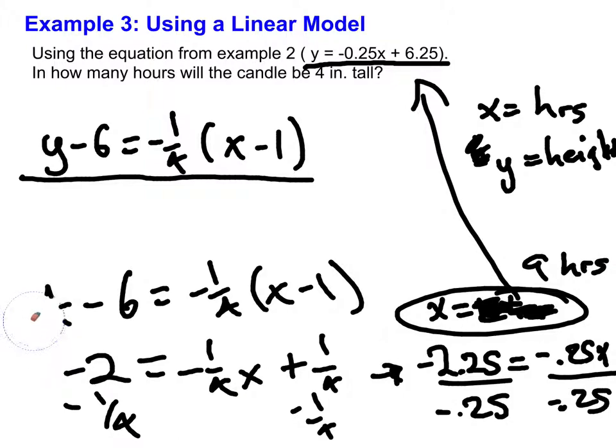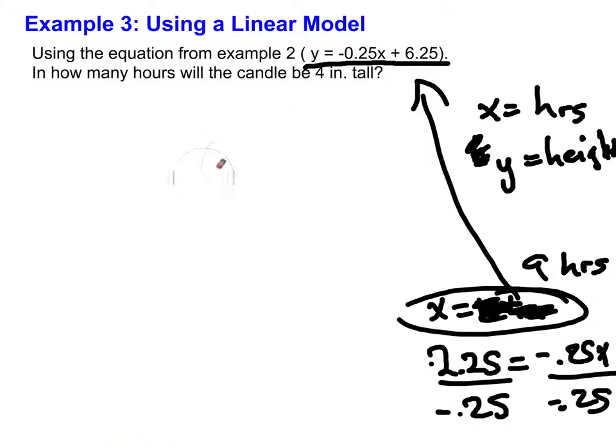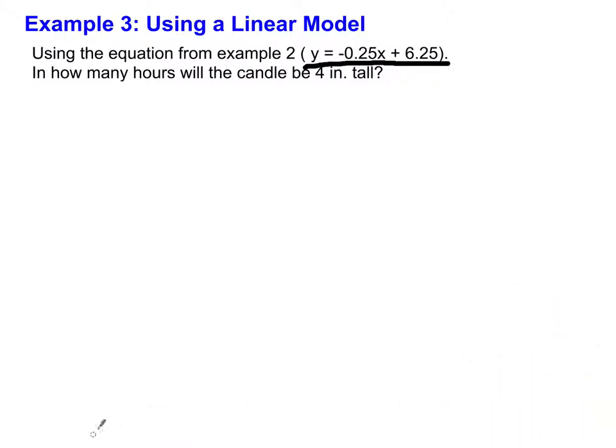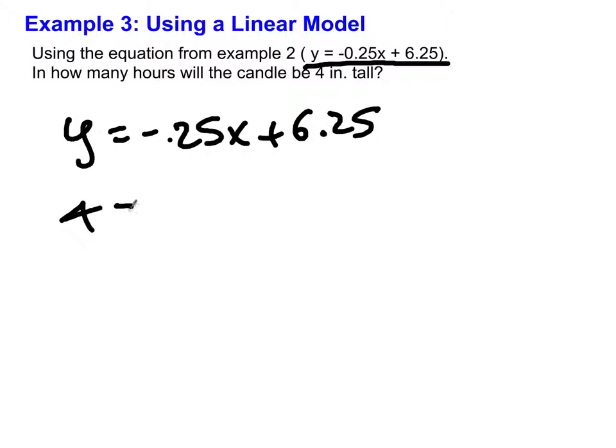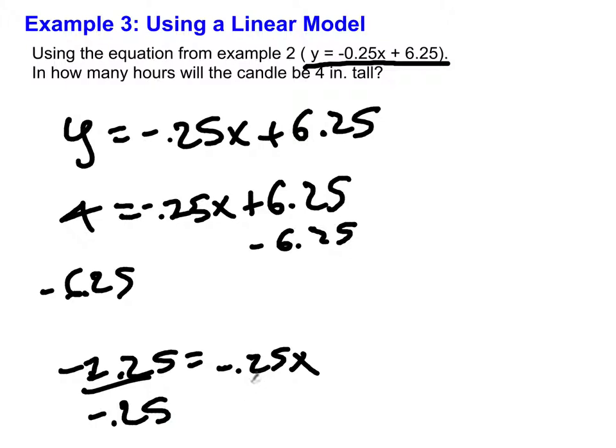Okay, if we had done this with the equation that they gave us, it would have been a bit easier because they had already done a few of the steps for us. And I'm going to go ahead and do that really quickly. You can skip ahead if you'd like. So y equals negative 0.25x plus 6.25. If you plug in 4 for y, you have this equation. Subtract 6.25 from both sides. You get negative 2.25 equals negative 0.25x. You do the division again, and you see x equals 9.